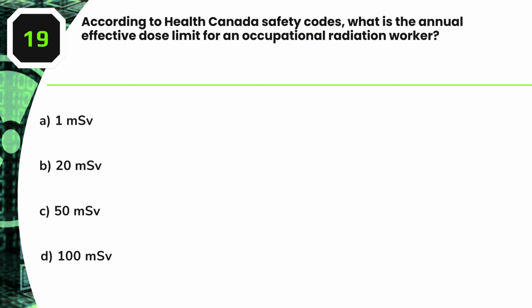Question 19. According to Health Canada safety codes, what is the annual effective dose limit for an occupational radiation worker? A. 1 mSv. B. 20 mSv. C. 50 mSv. D. 100 mSv.